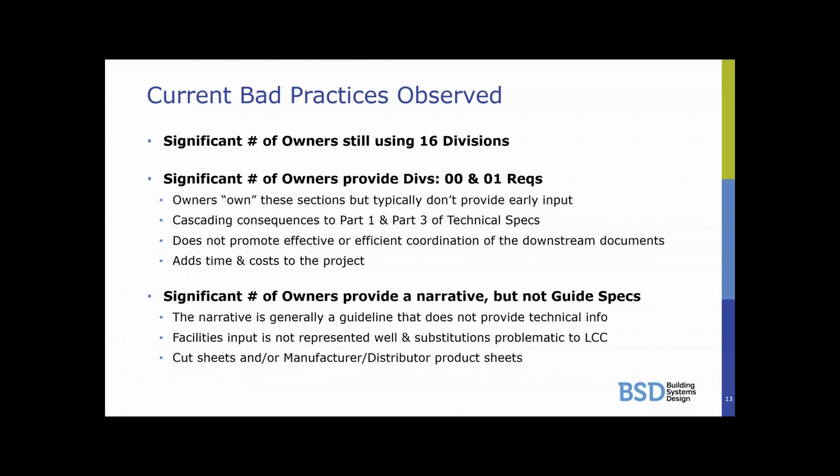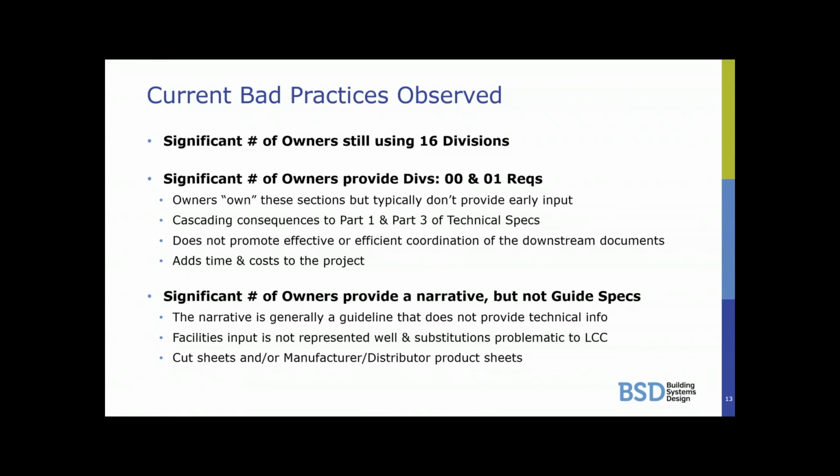We also found that there was a significant number of owners that simply provide Division 0 and 1 without any guide specifications or any more narrative. So when the owners actually own all these sections, they typically don't provide any early input on, and it has a cascading consequence to Part 1 and Part 3 of the technical specs for the design firms. So it doesn't promote very efficient or effective coordination for the downstream of the documents either, and it also adds a lot of time and cost to the projects as well.